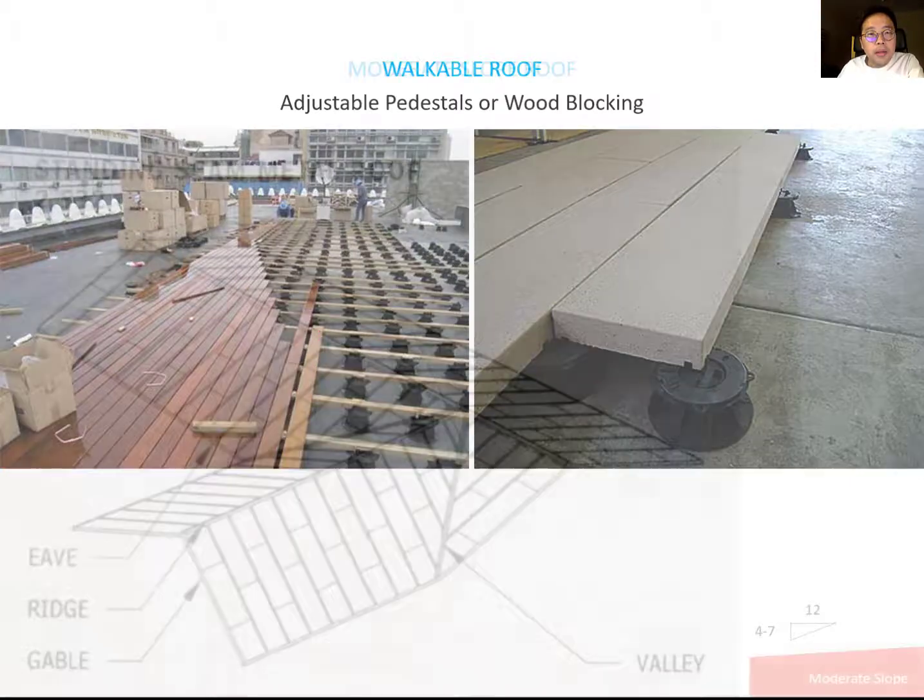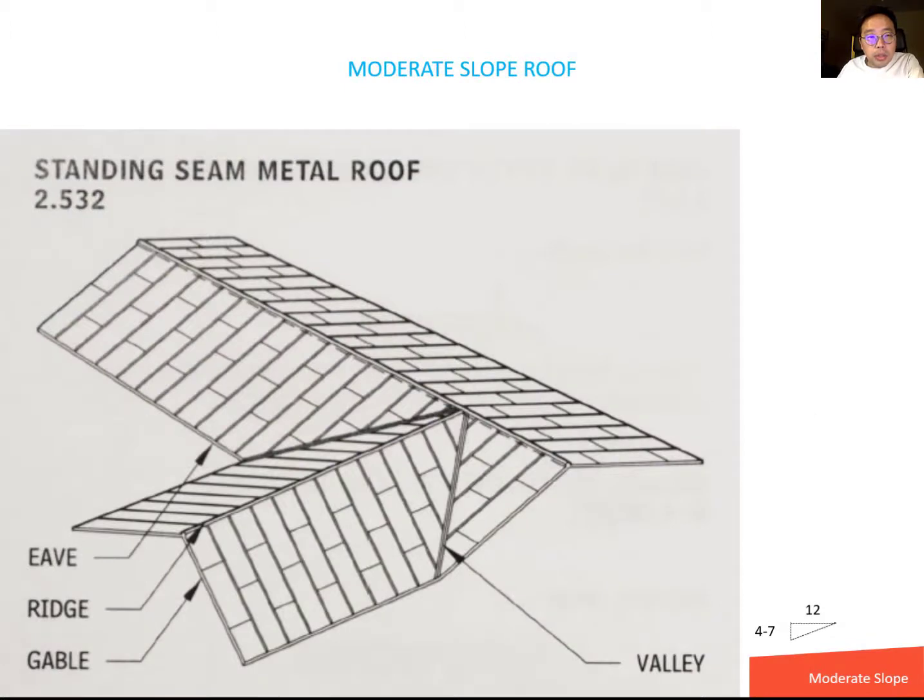Okay. So now we discuss the moderate slope. You remember the moderate slope. It is the 12 span, and then rise is 4 to 7. Okay. So you can understand some of the terminology. You can call the edge of the roof the eave, and the top of your roof the ridge. And then this slope you can call the gable, and between the slopes you can call it the belly. Okay.